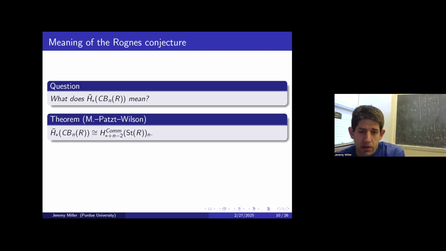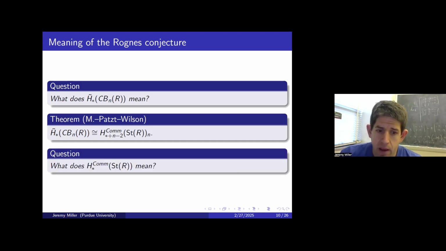And the answer is the homology of this common basis complex is measuring the commutative homology of this commutative ring that I'm building out of Steinberg modules, which I'm calling Steinberg R. So a large portion of the rest of the talk is to unpack what I mean by the commutative homology of this ring built out of Steinberg modules. First I'll tell you what I mean by commutative homology, and then I'll recall the definition of Steinberg modules.